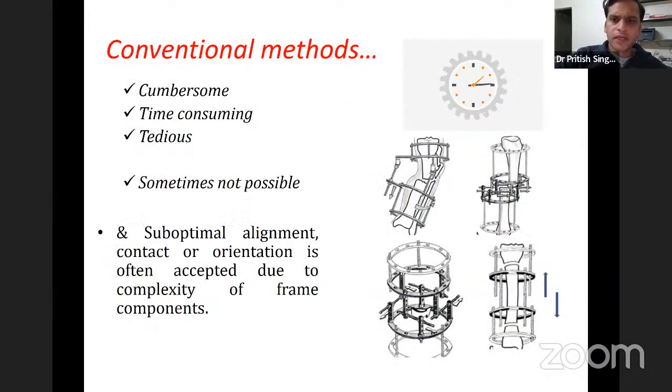Conventional methods of deformity correction are cumbersome, time-consuming, and tedious. Sometimes we have to accept suboptimal alignment, contact, or orientation due to the complexity of frame components, because conventionally we require frame transformation for each component. For example, translation will require a separate frame, rotation will require a separate frame, angulation will again require a separate frame, and additionally there is a load of radiology. The patient will require repeated x-rays.